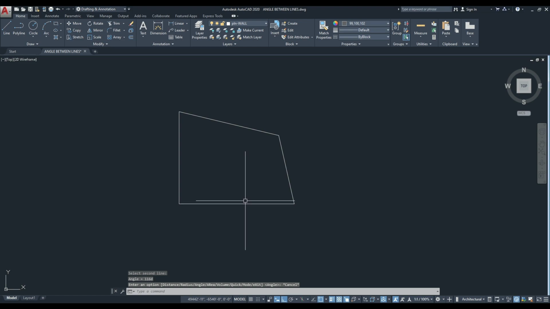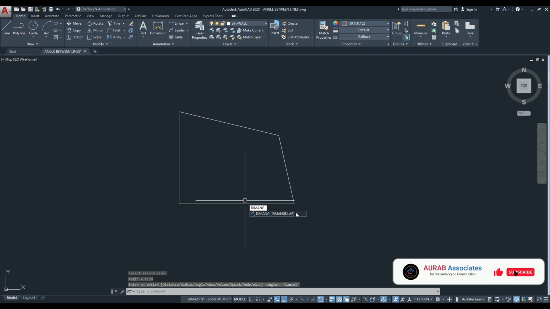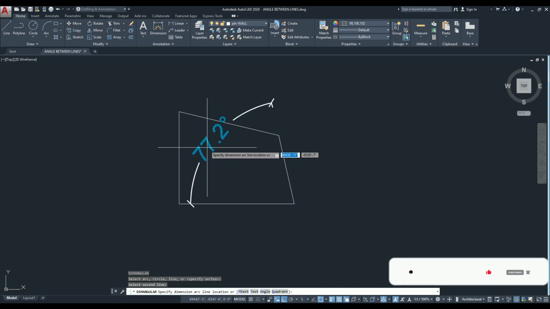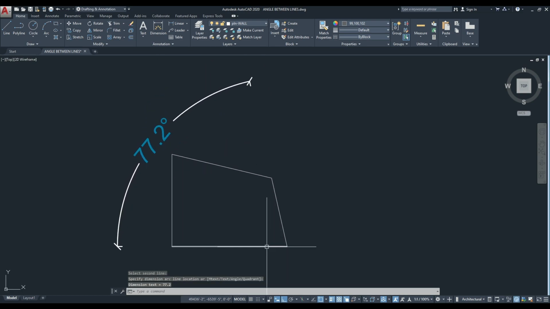Now we can use the dim angular command, DIMANG. Okay, select this command. This time I am selecting this line and this line. By this way you can see that the angle between these two lines is 77.2 degrees.